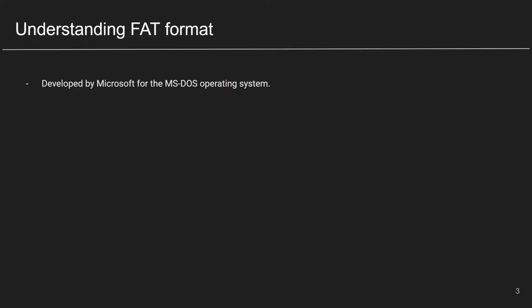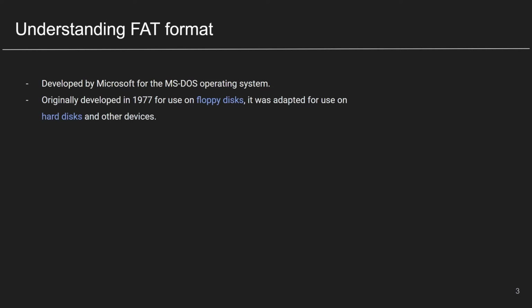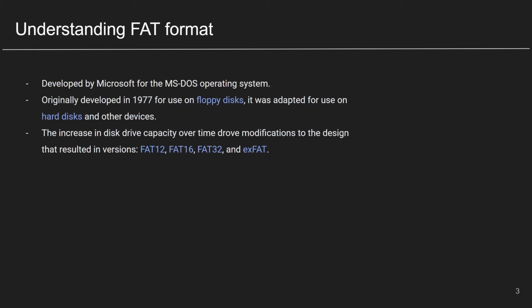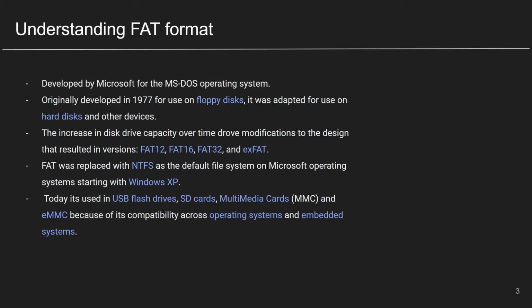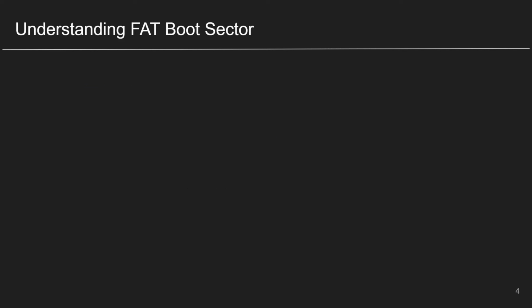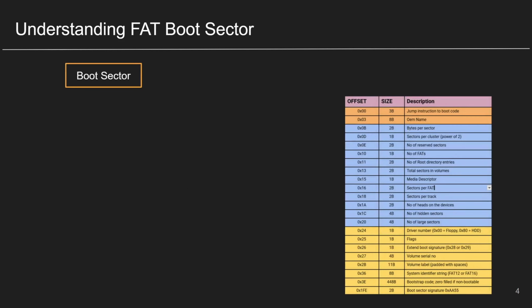FAT, or file allocation table, was first developed by Microsoft back in the late 1970s. Originally, it was developed for floppy disks. The increase in disk drive capacity over time drove modifications to the design that resulted in versions FAT12, 16, 32, and exFAT. FAT was replaced by NTFS as the default file system on Microsoft operating systems with Windows XP. Today it is used in USB devices, SD cards, multimedia cards, and eMMC because of its compatibility across OS and embedded systems.